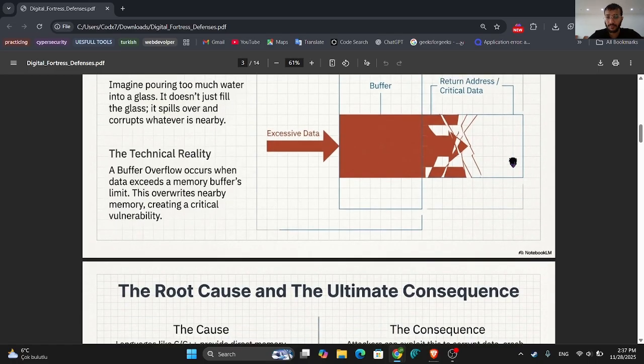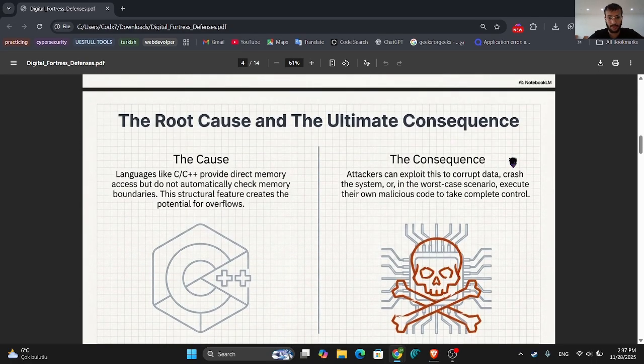Of course, there is a root cause. Where does this vulnerability come from? Languages like C and C++ provide direct memory access, which is powerful, but they do not automatically check memory boundaries. They don't know where it starts and where it ends.